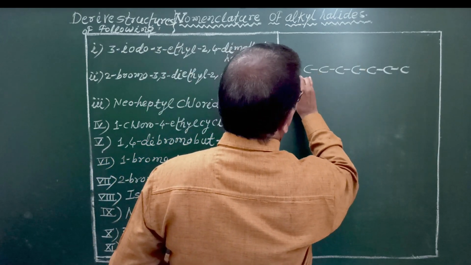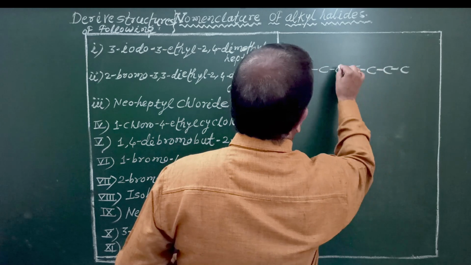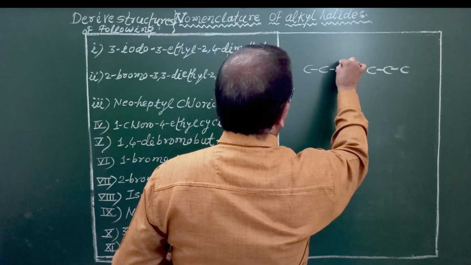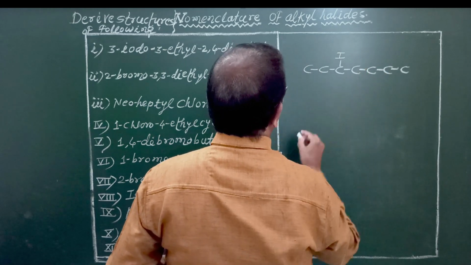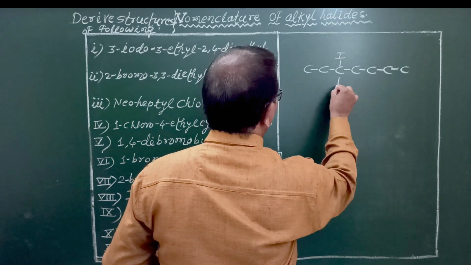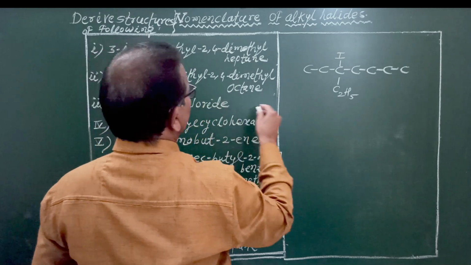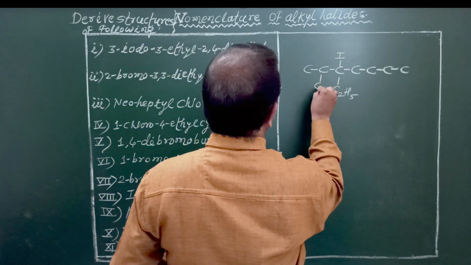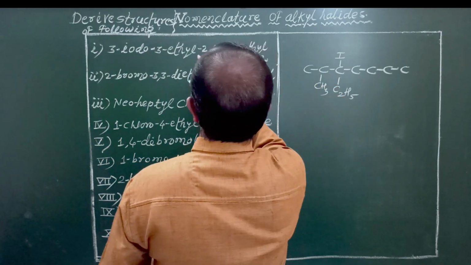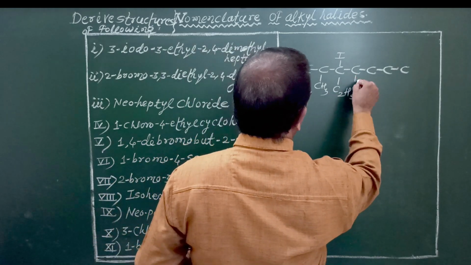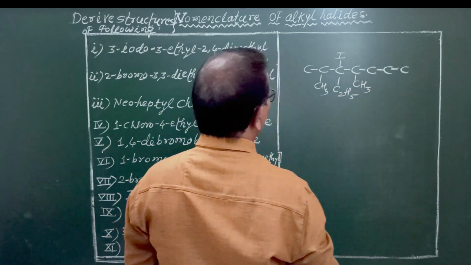We can number either from the left end or from the right end. Here we will number from the left end. 3-iodo: to this carbon number 3, we have to attach iodine. To this carbon number 3, we also have to attach ethyl. 3-iodo-3-ethyl. This is carbon number 2. To this, 1 methyl group is in branch. 2,4-dimethyl: to carbon number 4, there is 1 more methyl group in branch.